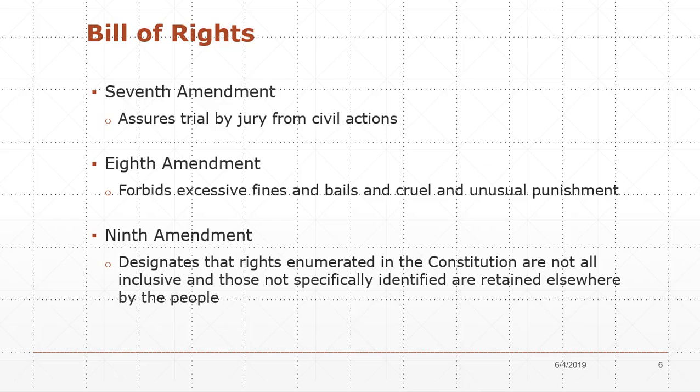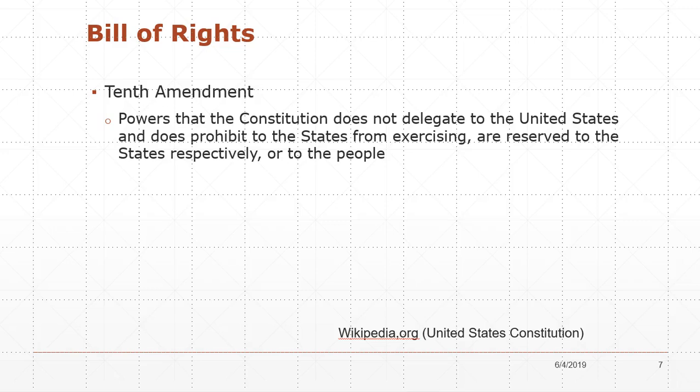The Seventh Amendment assures trial by jury in civil actions. The Eighth Amendment forbids excessive fines and bails and cruel and unusual punishment. And the Ninth Amendment designates that the rights enumerated in the Constitution are not all-inclusive, and those not specifically identified are retained by the people. The 10th Amendment indicates that the powers that the Constitution does not delegate to the United States and does not prohibit to the states from exercising are reserved to the states respectively, or to the people.